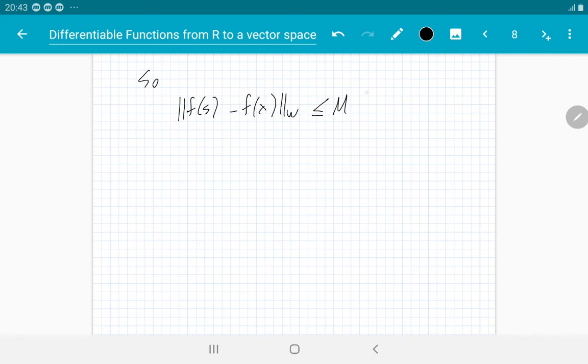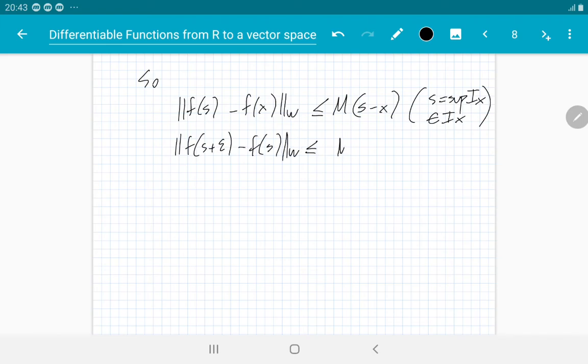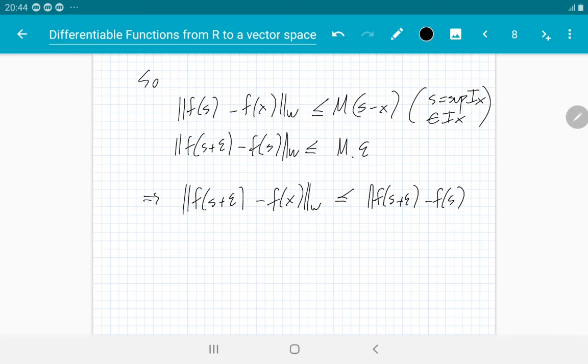So here I have m times s minus x, because s is the sup of I of x and the sup belongs to I of x, as we saw before. I also have f of s plus epsilon minus f of s less than m times epsilon. And if I combine the two, I can upper bound f of s plus epsilon minus f of x by the sum of these two terms. So m times s plus epsilon minus x.